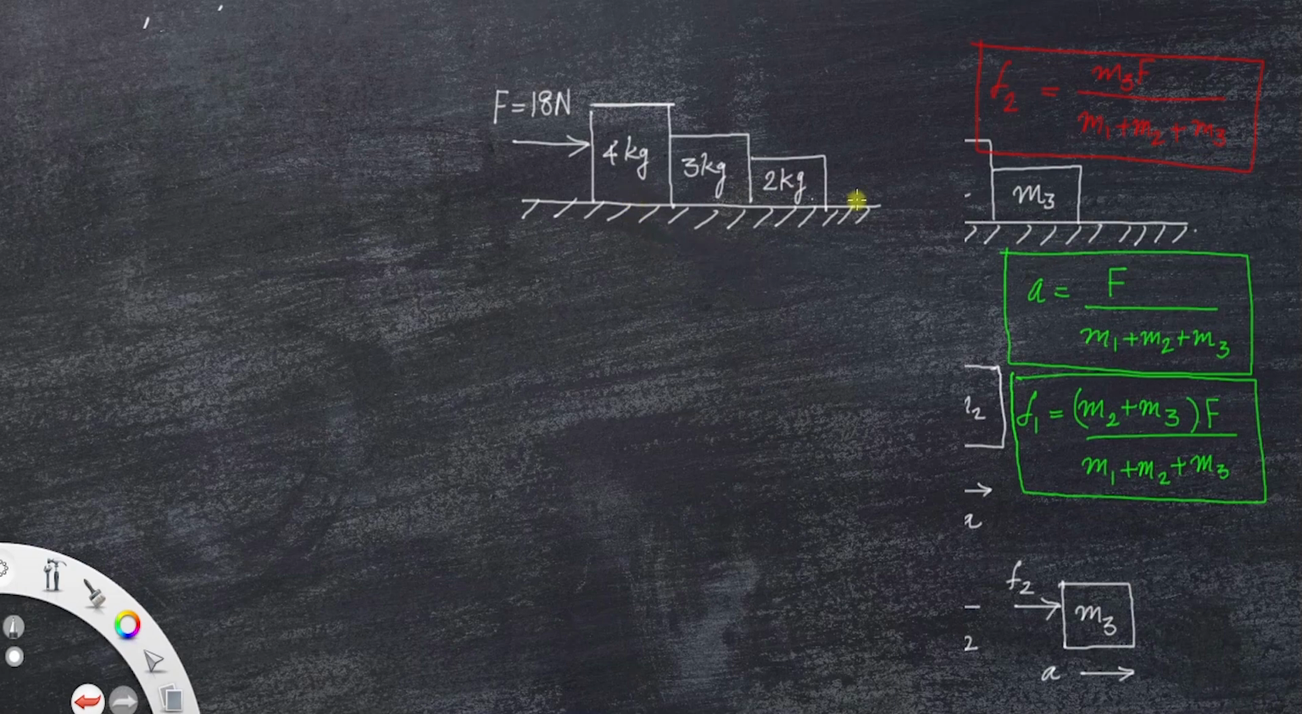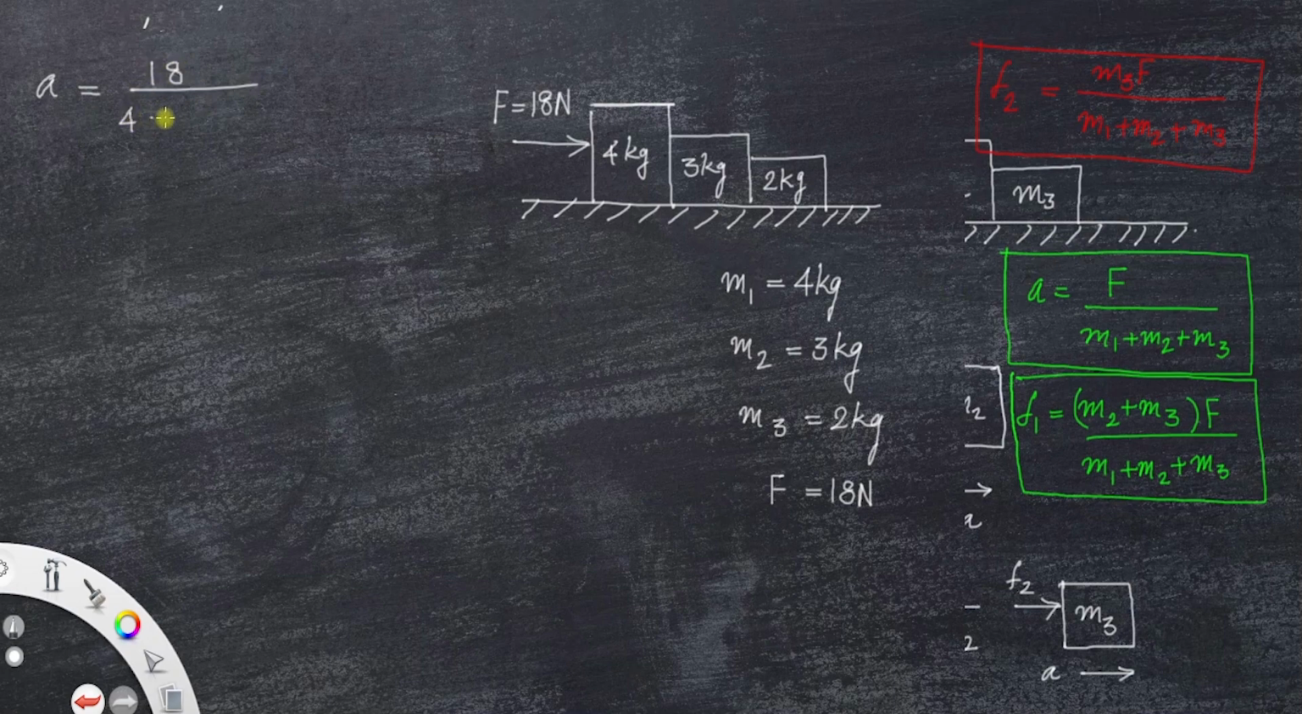Now first we have to find the acceleration of these masses. For that we have this equation, A is equal to F by m1 plus m2 plus m3. Let me write m1 is equal to 4 kilogram, m2 is equal to 3 kilogram, m3 is equal to 2 kg, and the force here is 80 Newton. Okay, so the acceleration, we have this equation, 18 divided by 4 plus 3 plus 2, which is equal to 18 by 9, that is equal to 2 meter per second square. So the acceleration of each mass is 2 meter per second square.